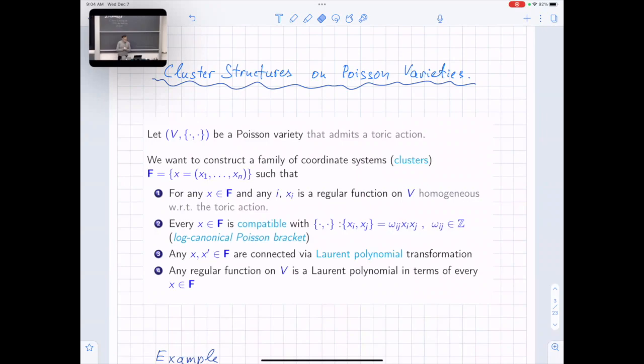For technical reasons, we actually want this variety also to have a nice torus action, and we would want all coordinates and all the charts to be homogeneous with respect to the torus action. And then we want every chart to be, I will call it, quote unquote, compatible. So it's a different compatible than with compatible Poisson structure. I have to warn you, there will be a lot of terms that have different meaning here than usual ones. And compatible in the following sense: if you take the Poisson bracket of any two of them, it will be just a constant, usually an integer or rational constant, times the product of coordinates. Meaning that if you take logs, it will be just a constant.